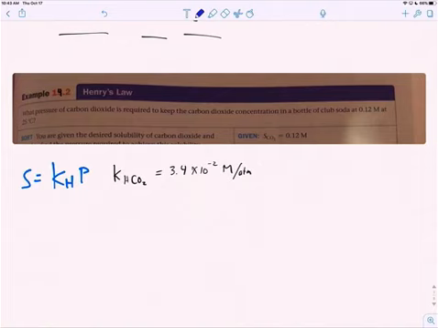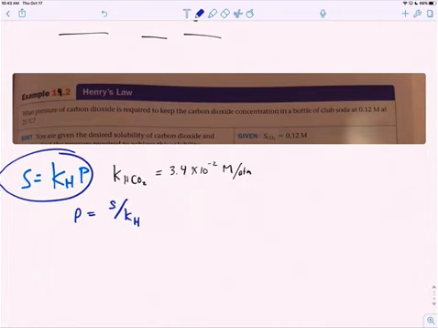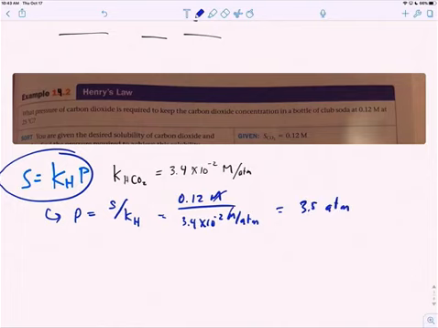So instead we solve for P. P is equal to solubility divided by the Henry's law constant. I'm just taking this equation and solving for P. Our solubility is 0.12 molar, and the K is 3.4 times 10 to the minus 2 molar per atmosphere. The molars cancel, and 1 over atmospheres is atmospheres. And the answer is 3.5 atmospheres.